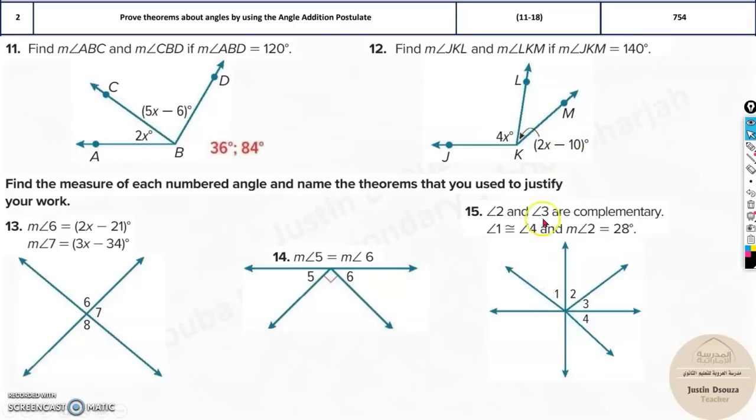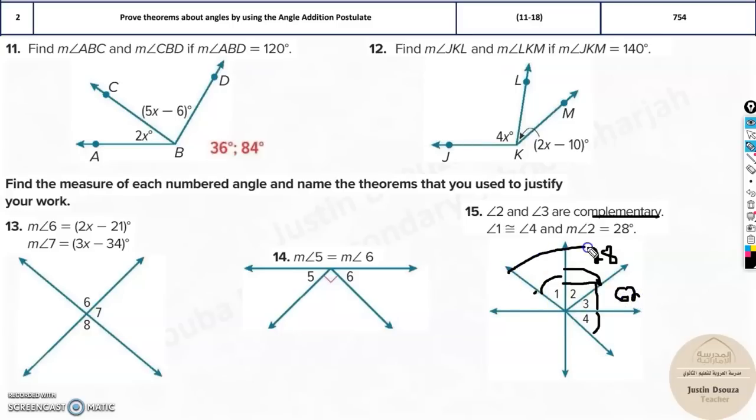Similarly, you can try all of them. Over here, 2 and 3. Can you see over here, 2 and 3? They have told complement. Complement means a right angle. These both add to 90 degrees. Whereas 1 and 4, they have told this is equal to this. These both are equal, 1 and 4, and they have given you this measure. So if they have told you angle 2, you can easily find this is 28. So what is the remaining angle? 90 minus 28. It will be 62. So this will be 62.